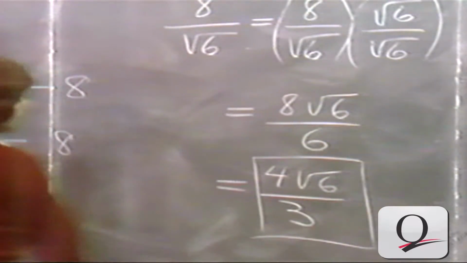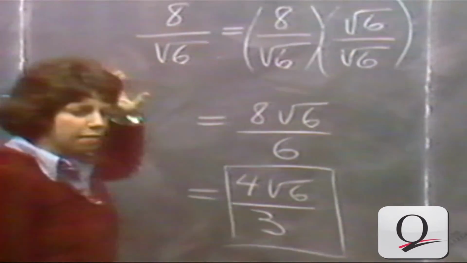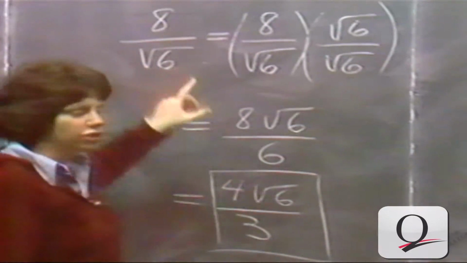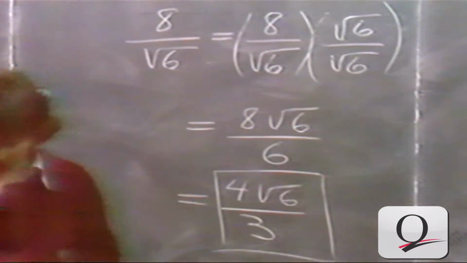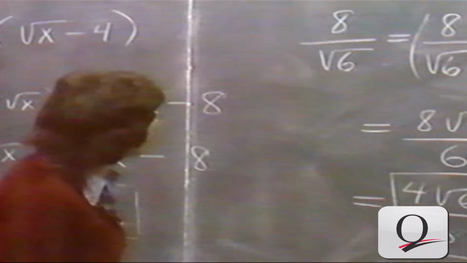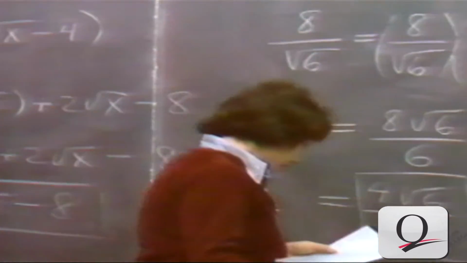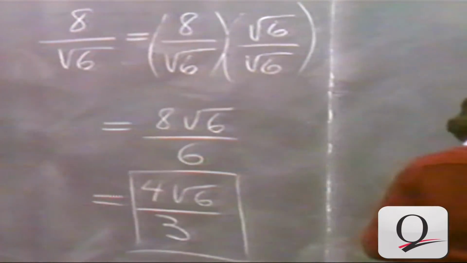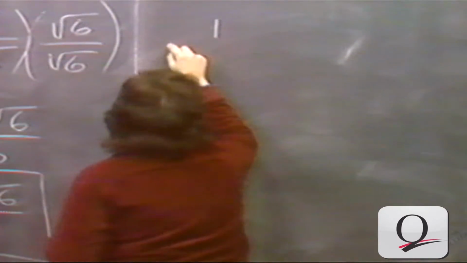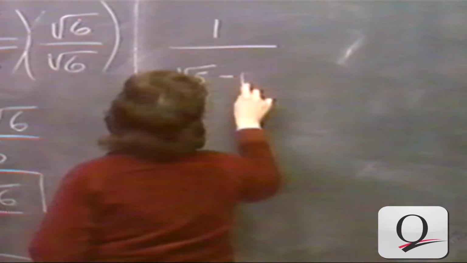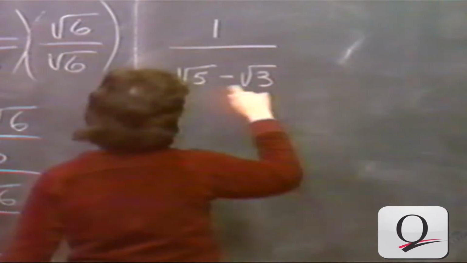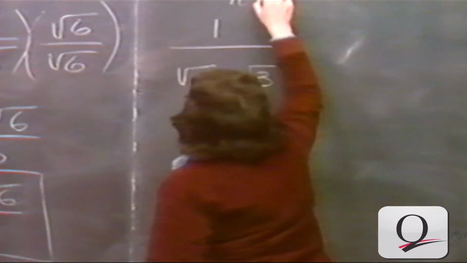Okay, now this was a simple problem in rationalizing the denominator because the denominator only had one term, that is the square root of 6. It's a little trickier to rationalize the denominator when there's more than one term in the denominator. Let me give you an example of rationalizing a binomial. Let's say we had 1 over the square root of 5 minus the square root of 3, and we want to rationalize the denominator.